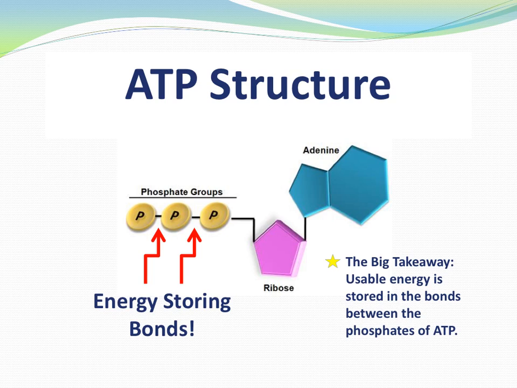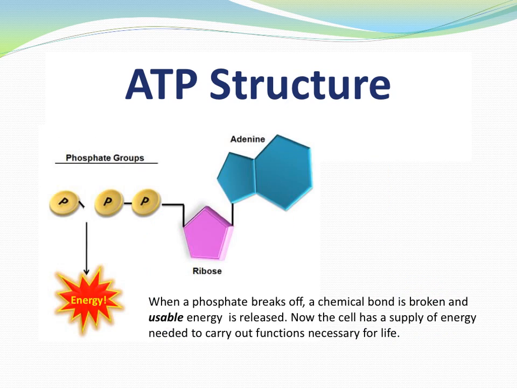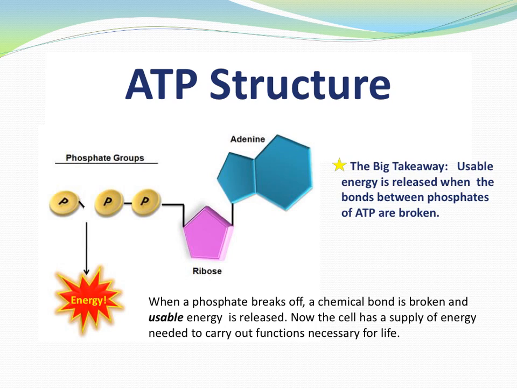Okay, got it. Energy is stored in the bonds between the phosphates, but how is it released? When a phosphate breaks off, as in right here, a chemical bond is broken and usable energy is released. Now the cell has a supply of energy needed to carry out functions necessary for life. This would be the usable energy that came from this former bond. The big takeaway: usable energy is released when the bonds between the phosphates of ATP are broken.